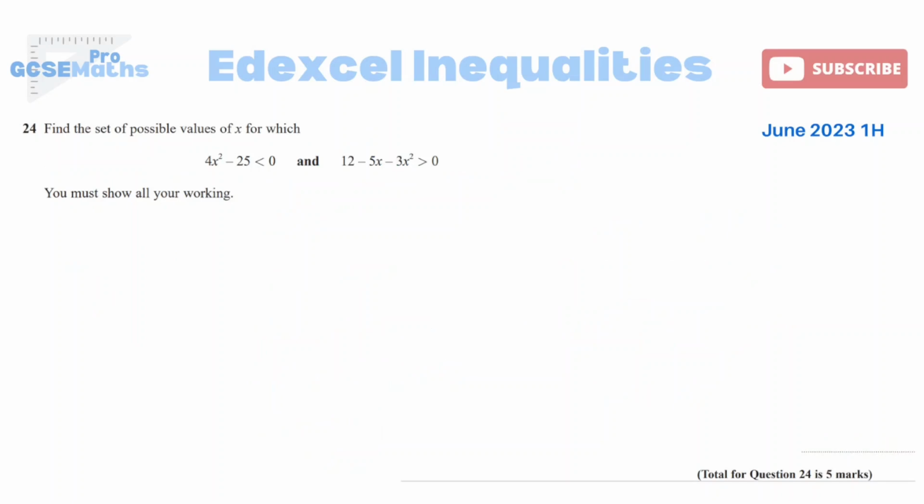Okay, our last question is very similar. It's also a really hard one because we've got two inequalities, but this time they're both quadratic ones. So find the set of possible values of x for which 4x squared minus 25 is less than 0, and 12x minus 5 minus 3x squared is greater than 0. That one's actually a negative quadratic as well. Obviously, you must show your working.